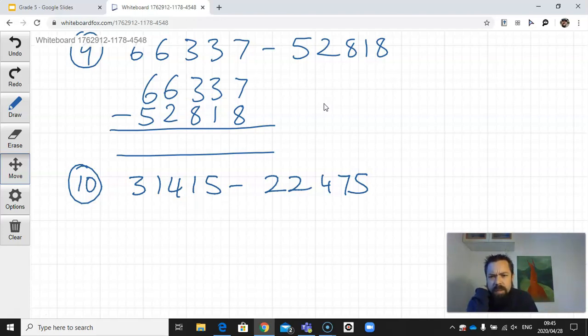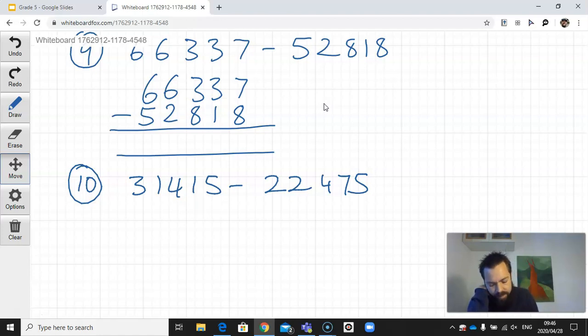Incidentally, as big as the numbers are, and you only are supposed to know up to 5-digit numbers for grade 5, once you've got the pattern, people could give you the biggest number you can think of, and you'd still be able to do it. It just follows the same pattern. You subtract. If you can't, you borrow.